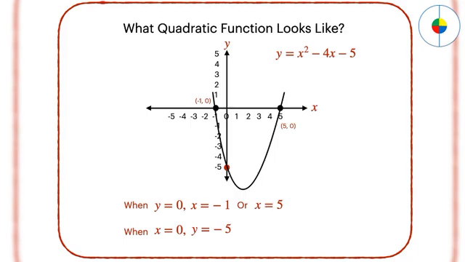Nonlinear functions are not straight lines. One example is a quadratic function, which looks like a U-shaped curve. When the coefficient a is greater than 0, it always opens upward. When the coefficient a is less than 0, it always opens downward. After you solve the quadratic equation, you can see what the quadratic function looks like.